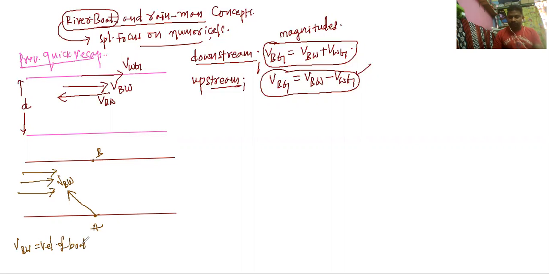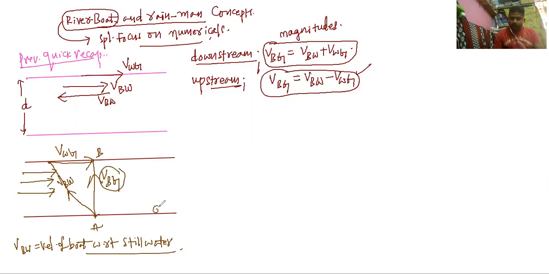Again, I'm telling you, this velocity of the boat with respect to water is velocity of the boat with respect to still water, my dear students. With respect to what? Still water. Remember, this is the assumption. Okay. Now, this is the velocity of the boat with respect to water, and this is the velocity of the water with respect to ground. And you see the resultant of these two will be velocity of the boat with respect to the ground, which is observed by the person who is sitting on the bank of the river.